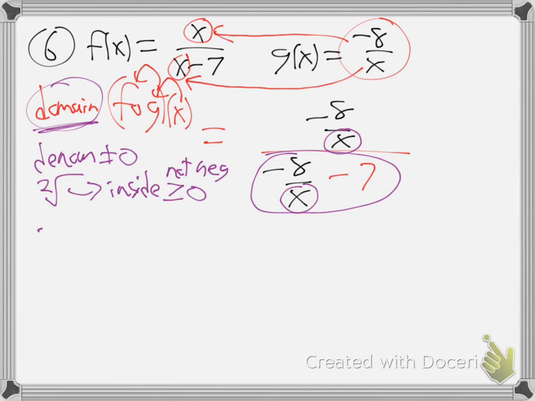So that means we have basically two different denominators. x cannot be 0, that one's easy enough, right? Or that whole thing, which is negative 8 over x minus 7. I'm sorry, negative 8 over x minus 7 cannot be 0. That whole denominator cannot be 0. We got to solve that. Is that making sense? So every denominator cannot be 0.